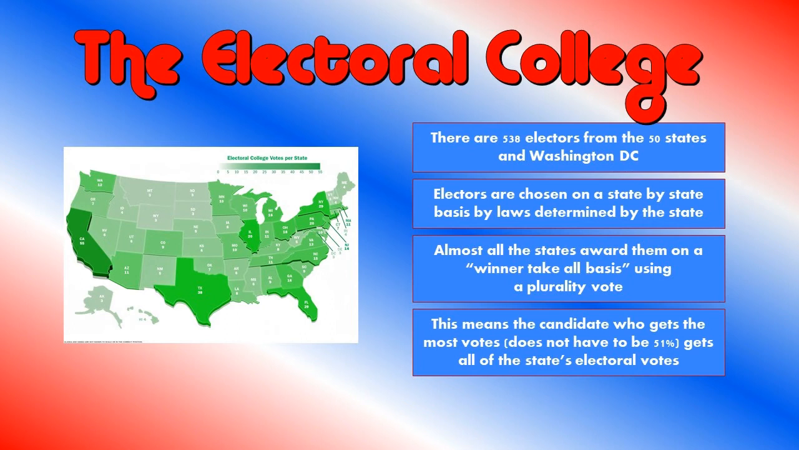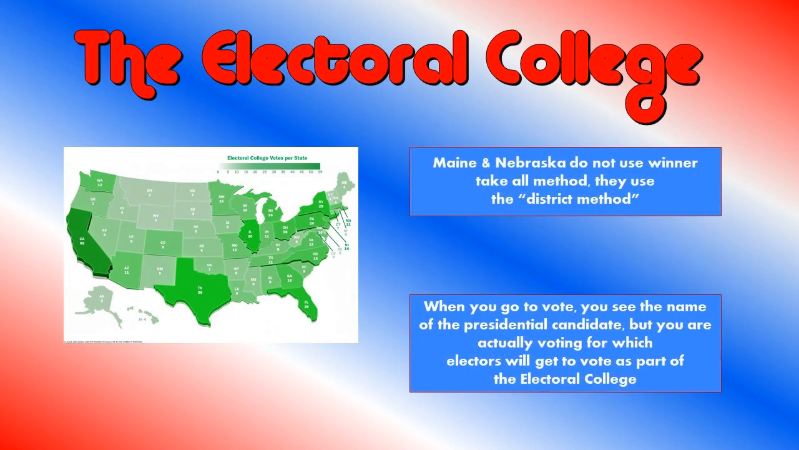If there were 3 candidates and each of them got pretty much even votes, the candidate who got 34%, while the other 2 candidates got 33%, would get all of the state's electoral votes. So it does not have to be 51%, but the winner-take-all system means that all of the state's electoral votes are going to go to the candidate who received the most votes in that state.